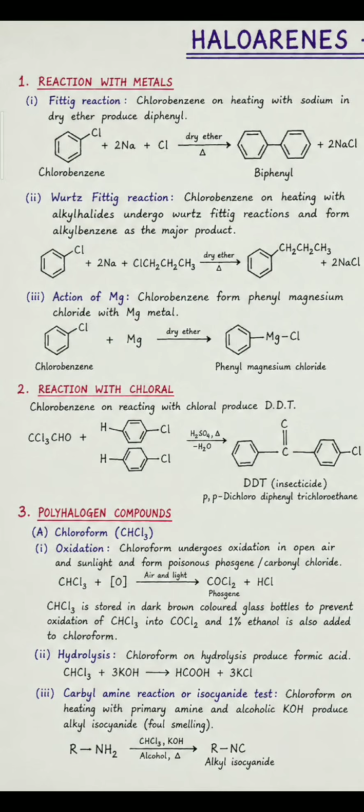And carbylamine reaction or isocyanide test. When chloroform is heated with a primary amine and alcoholic KOH, it produces alkyl isocyanide. This test is used to detect haloforms and primary amines. Example, RNH2 treated with chloroform in the presence of KOH gives RNC.